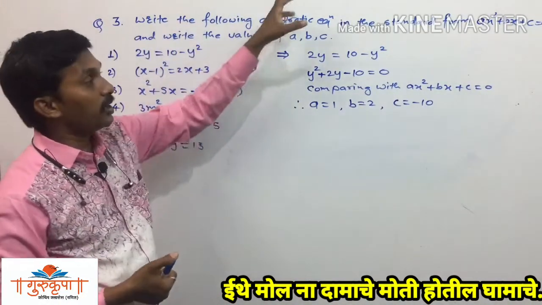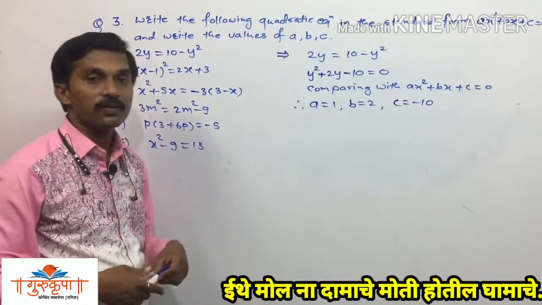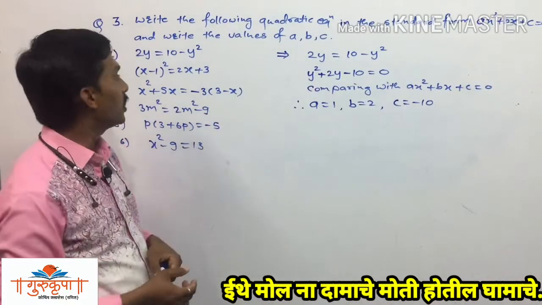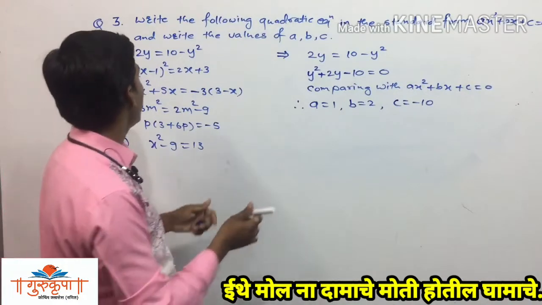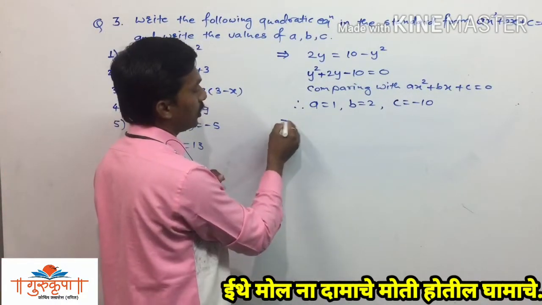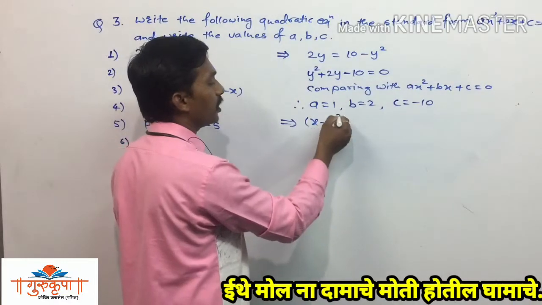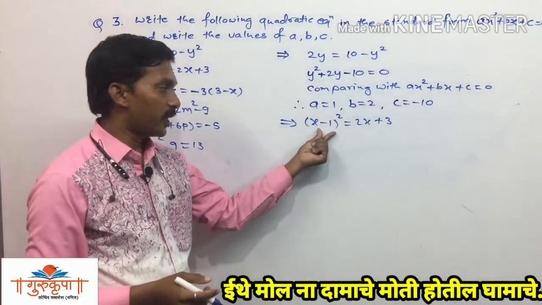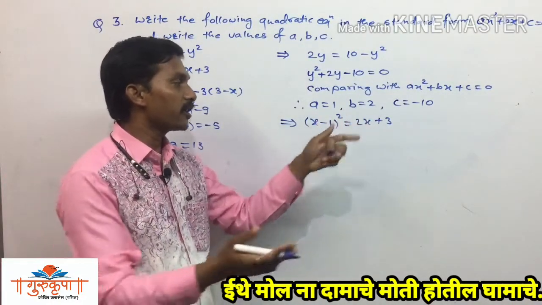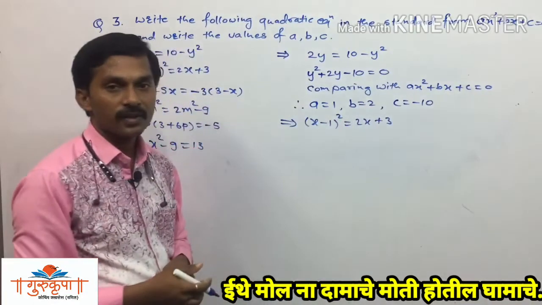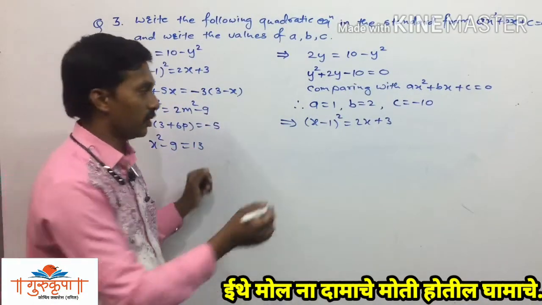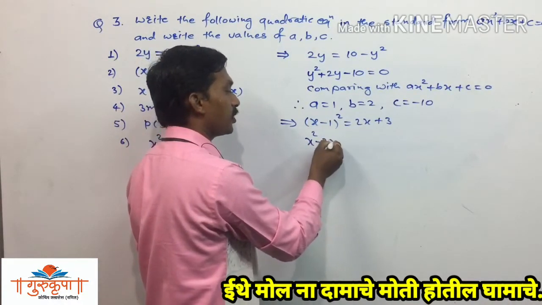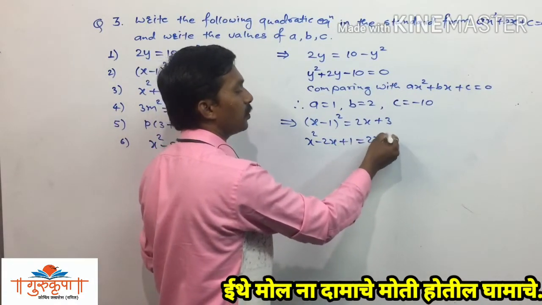See the question, we have to write the given equation into the standard form, that is ax square plus bx plus c is equal to 0, and then we have to get the values of a, b and c. Now we will write the second example, x minus 1 whole square is equal to 2x plus 3. First of all we will simplify this bracket. We will take square expansion here, and then transferring these two terms to the left side, we will write the given equation into the standard form. The square expansion is x square minus 2x plus 1, that is equal to 2x plus 3.